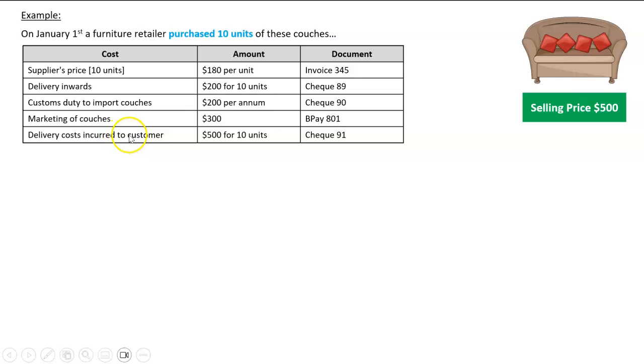So the delivery cost to each customer is going to be a total of $500 for 10 units. So it'll be $50 each, and it looks like we paid with cash.